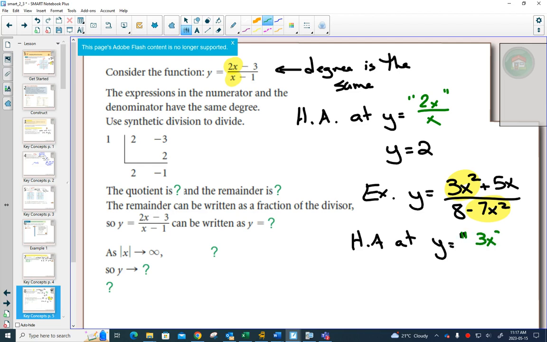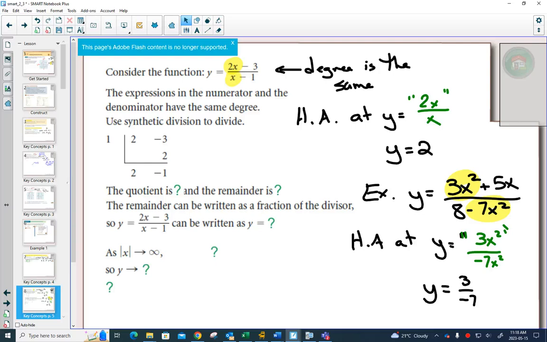And this one would be a 3x squared on the top and a -7x squared on the bottom. Horizontal asymptote at 3 over negative 7. So you just look at the coefficients of your highest degree to find your horizontal asymptote. This is the shortcut if the degrees are the same. Again, it's that idea that if I plug in a very big number for x, minusing 3 and minus 1 won't matter.